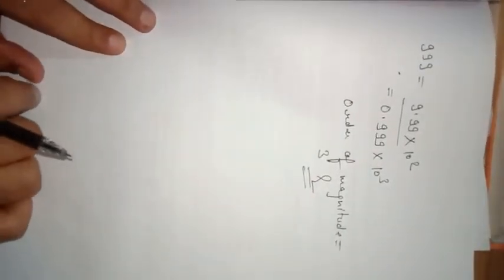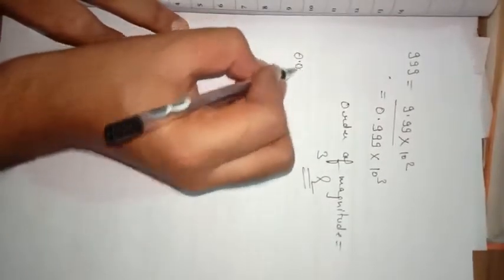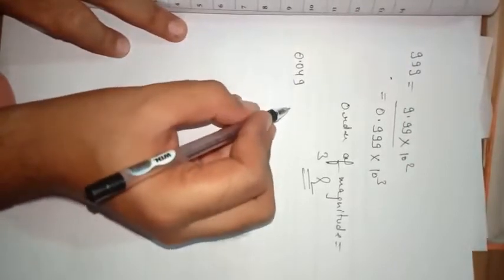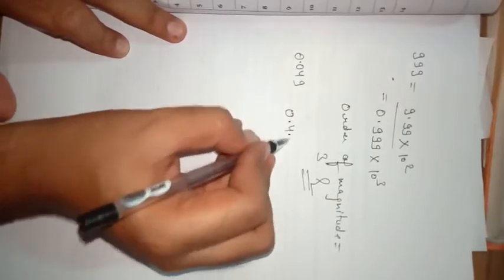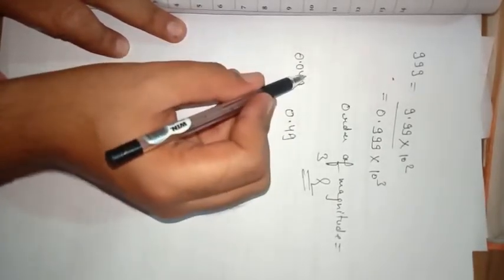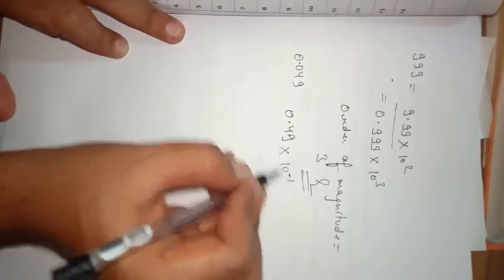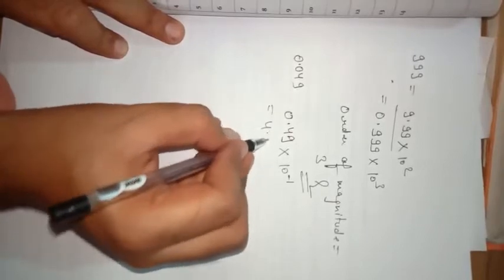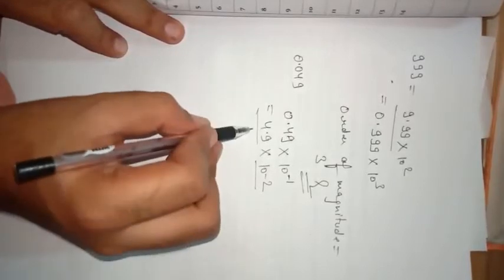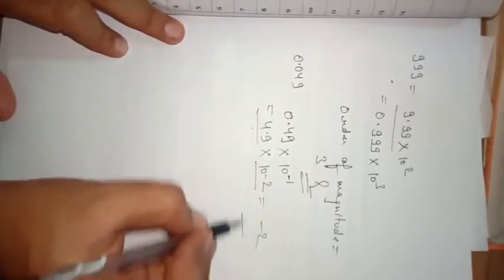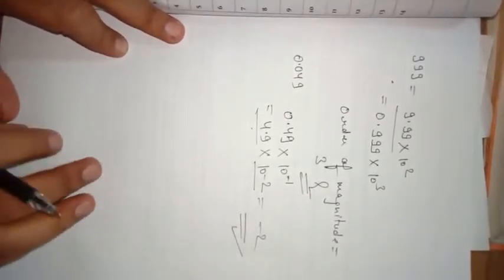If any doubt, let us solve one more. Suppose we have 0.049. What will be its order of magnitude? We can write it as 0.49. If we write 0.49, this will be ×10^-1. If we write 4.9, then it will become ×10^-2, which is correct because this number should be between 0 and 5. So the order of magnitude for this number will be -2. So I hope that order of magnitude is clear to you.